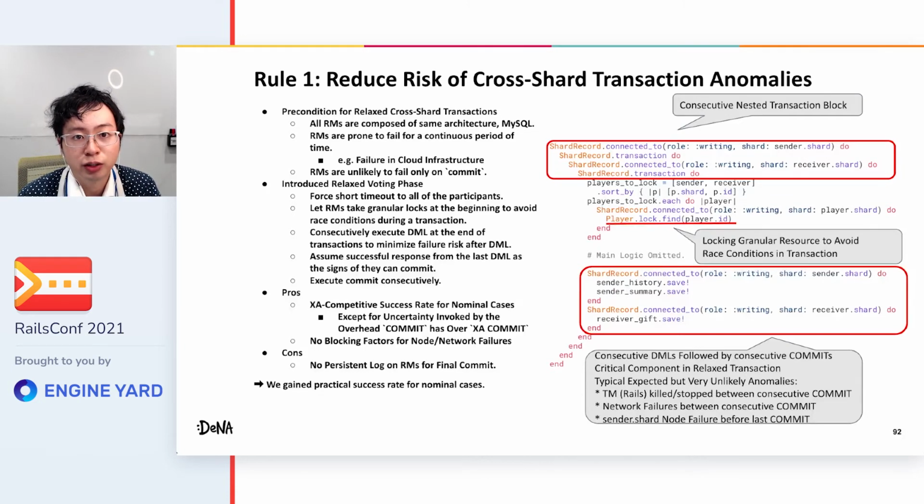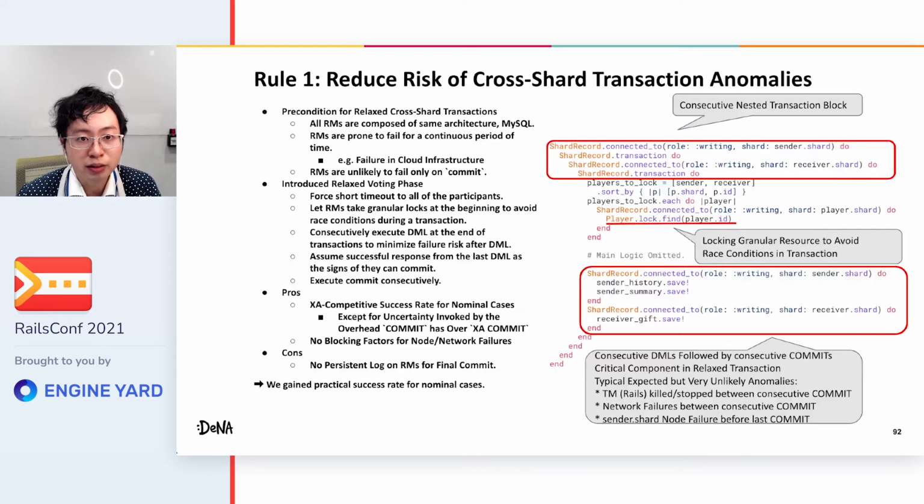Finally, toward the end of the transaction block, there are consecutive save methods. This code is the critical component in relaxed transaction. The Ruby code invokes consecutive update queries followed by consecutive commit queries, which minimizes the time and uncertainty of a transaction manager and resource managers.